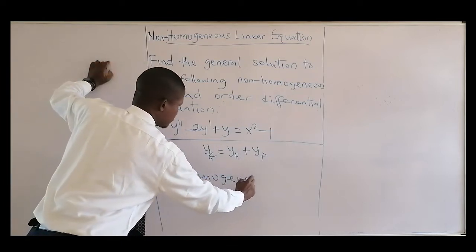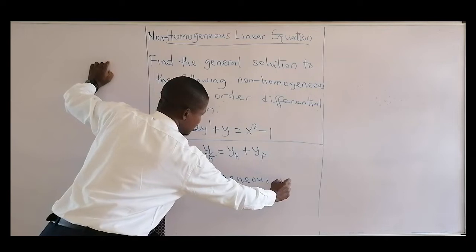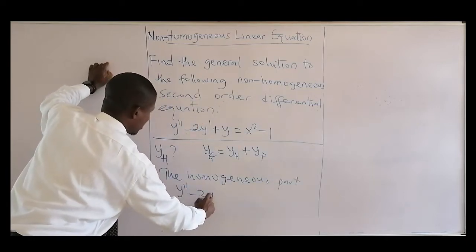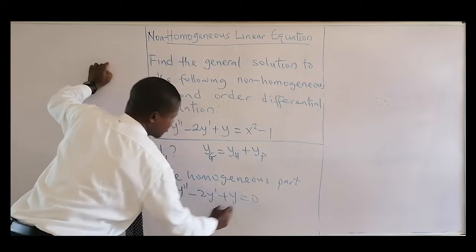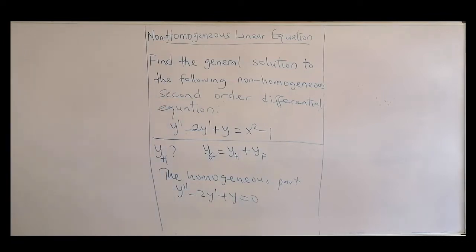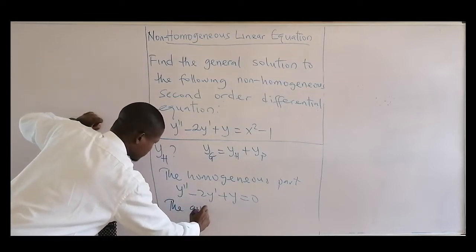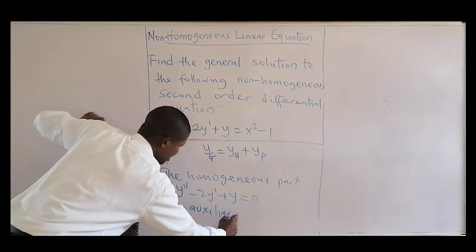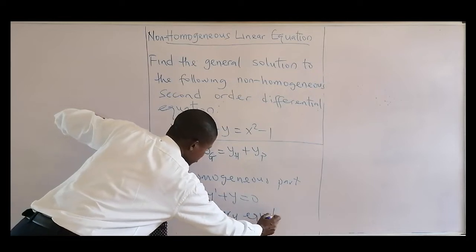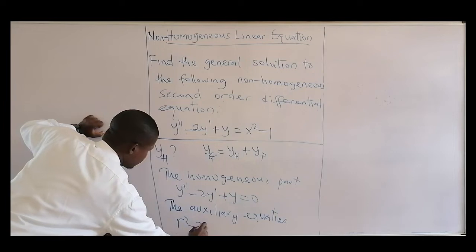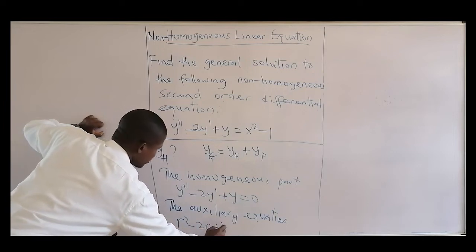The homogeneous part is y'' minus 2y' plus y equal to 0. That's the homogeneous part. Then with that, we can get the auxiliary equation. The auxiliary equation is r squared minus 2r plus 1 equal to 0.